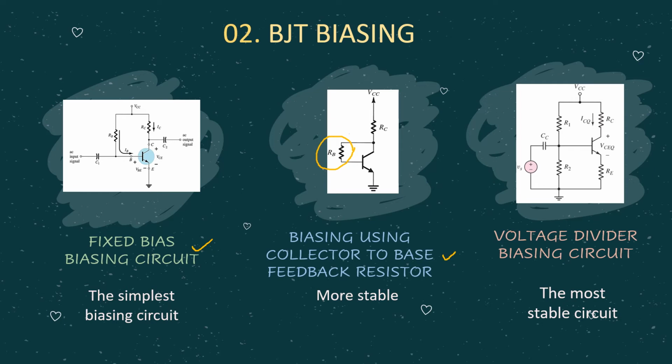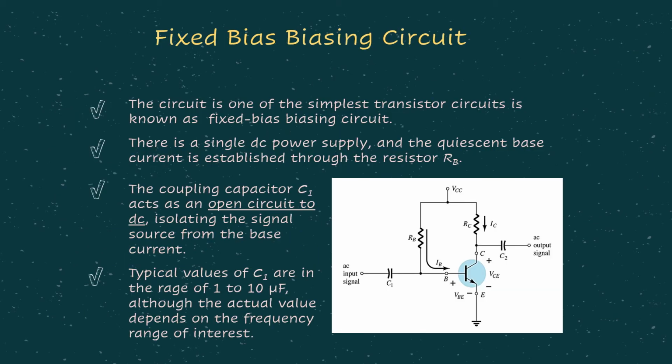The circuit is more stable compared to the first one. And the third one is called the voltage divider biasing circuit. And this is the most stable circuit, where it has two resistors here, as you can see, R1 and R2. Okay, now let's come to the first type, which is the fixed bias biasing circuit.